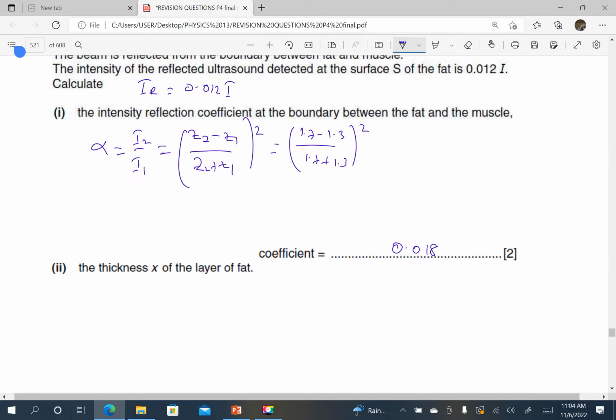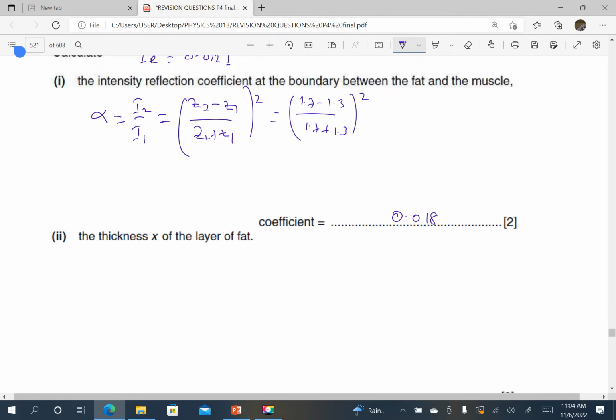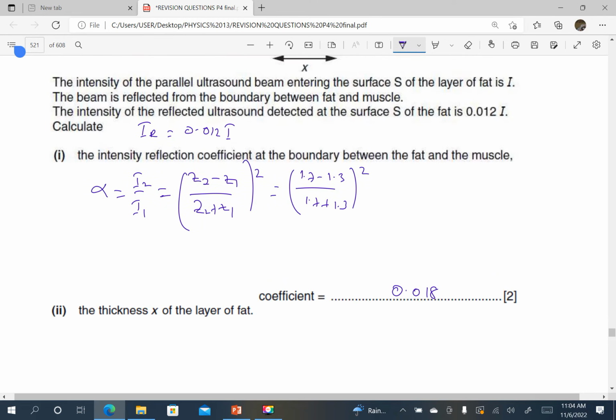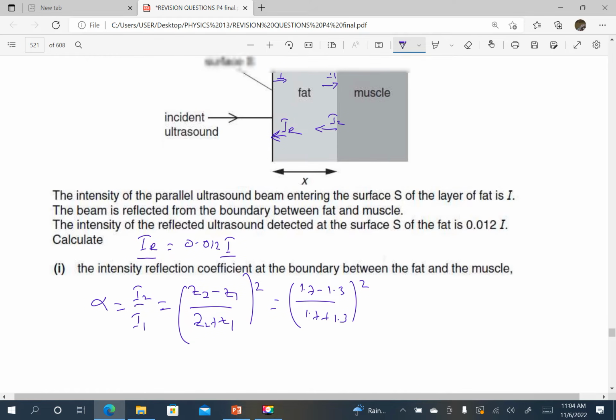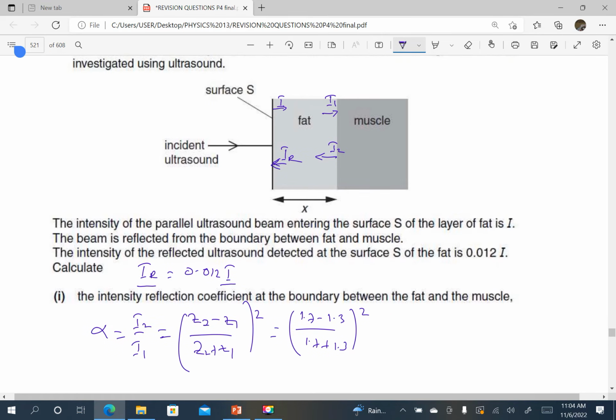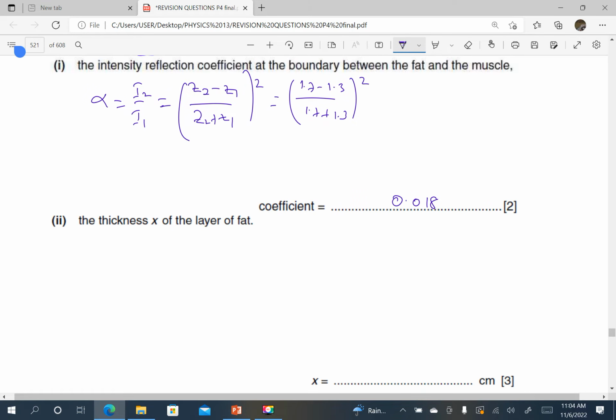Then calculate the thickness x of the layer of fat. So they gave us the intensity received back as a fraction of the incident intensity I. But we have I2 over I1 as this. So let's first find I1.